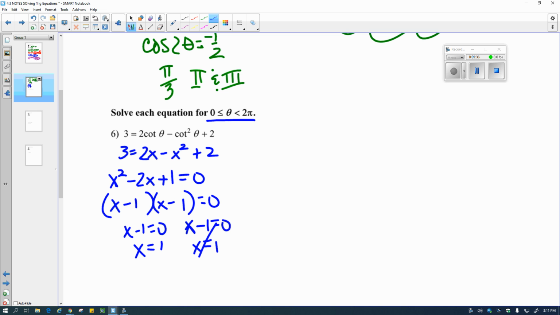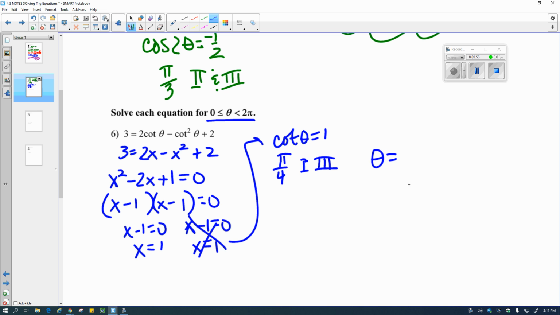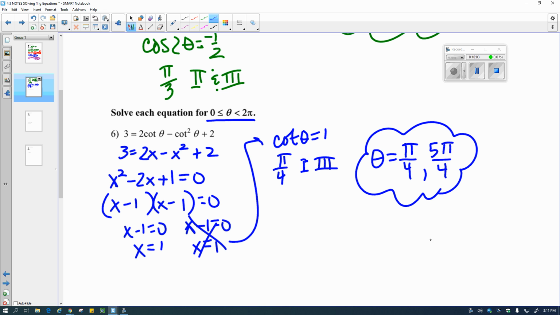I don't really need to write that both times, so really what I'm looking for is when is the cotangent equal to 1? Well, again, the cotangent is equal to 1 in the pi over 4 family, because that's when the cosine and the sine are the same. And it's positive, so it's in the first and the third quadrant. So theta is equal to pi over 4 and 5 pi over 4. No plus 2 pi k because I'm only solving for one lap, so I can end my answer right there.